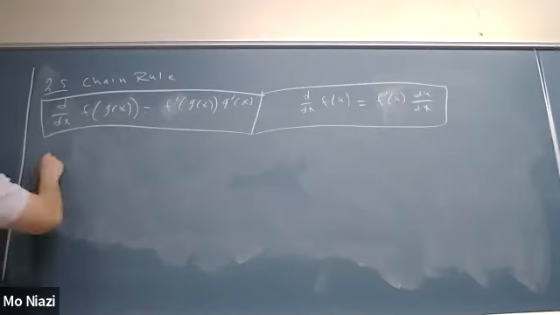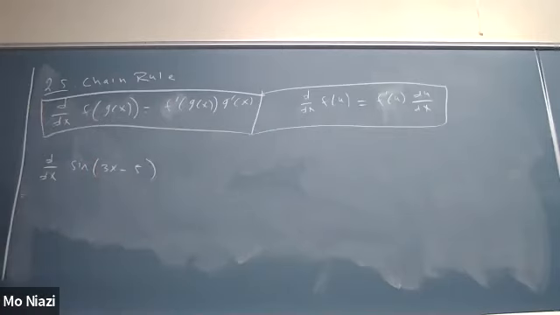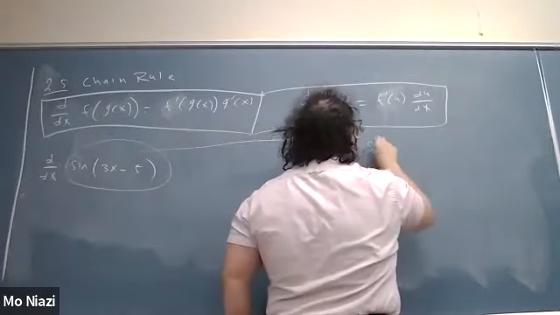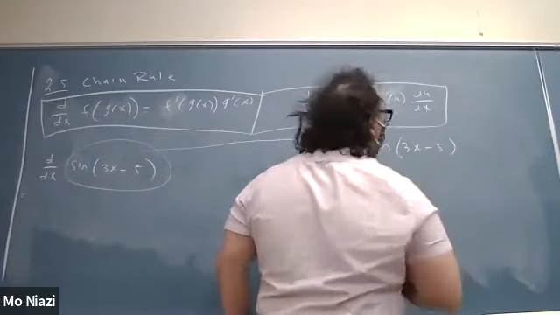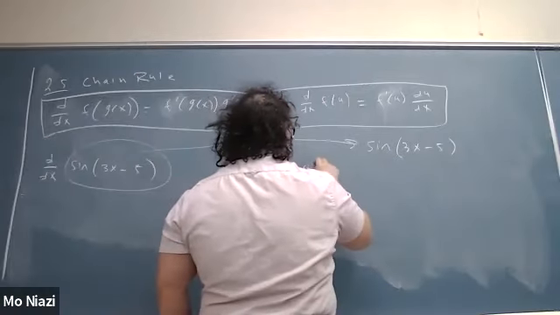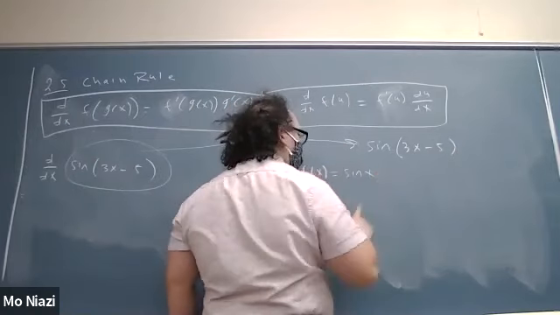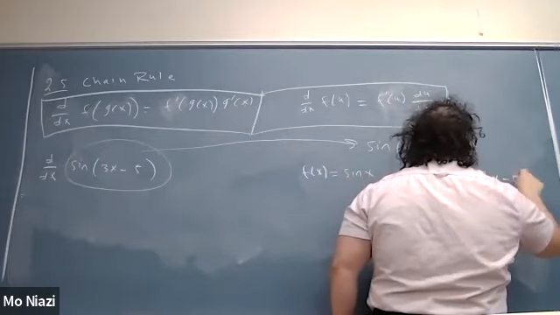So let's take the derivative d dx of sine of 3x minus 5. All right. Before we start using the chain rule, let's notice this function right here. I'll bring it over here and I'll rewrite it. Sine of 3x minus 5. Notice that this is really two functions. The first function, let's call it f of x, is equal to sine of x. The second function, let's call it g of x, is equal to 3x minus 5.